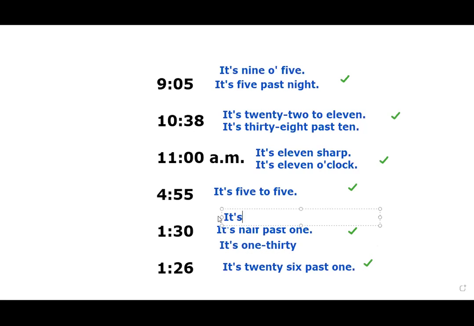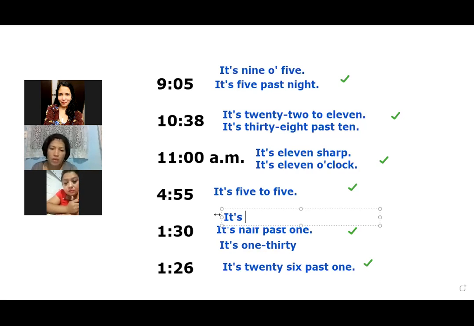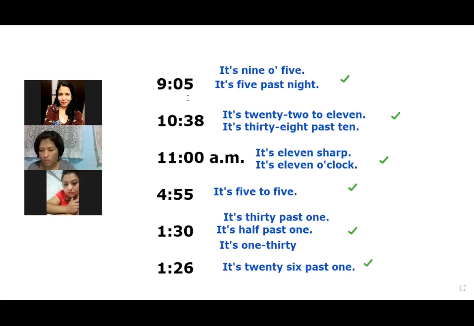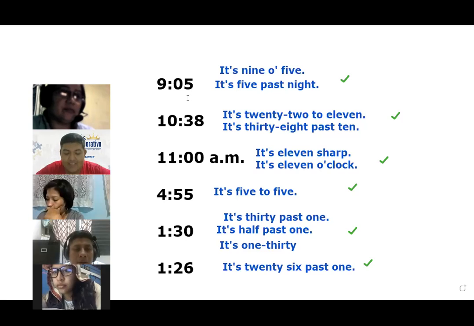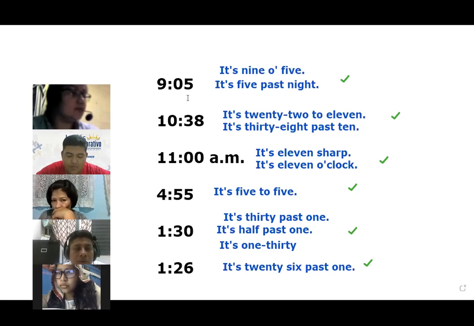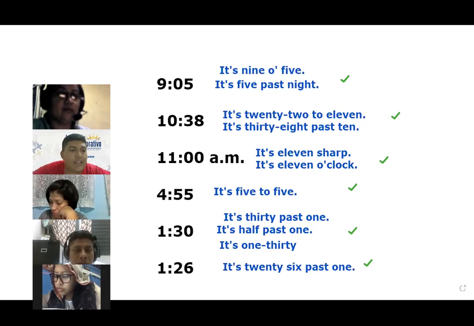¿Cuál sería otra manera? ¿Alguna otra manera de decirlo? It's 30 past. 2:01. Excelente. Así es otra manera de decirlo también. Super. Muy bien. Le tomaron a esto muy rápido. Excellent. Very good. I'm proud of that. Muy bien. Excellent. Nice.